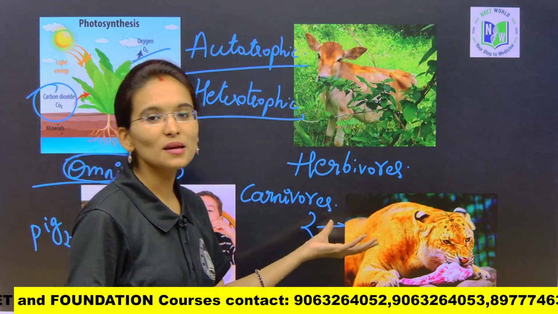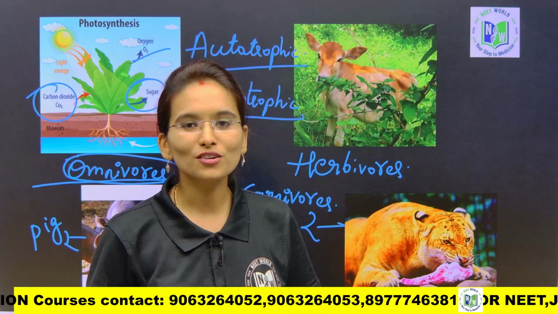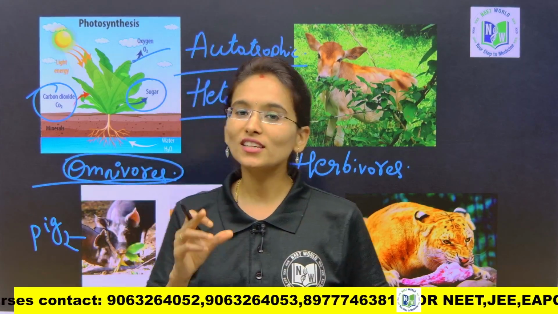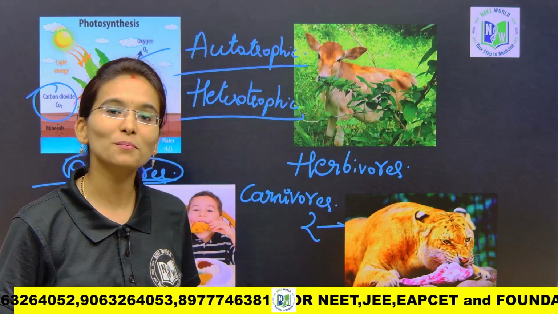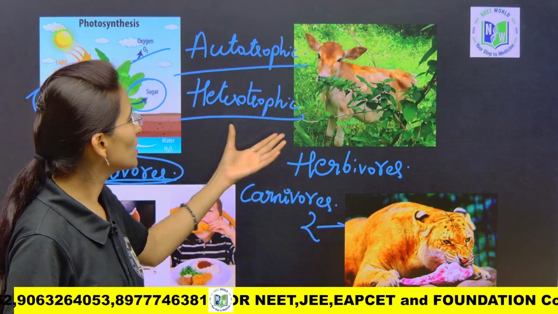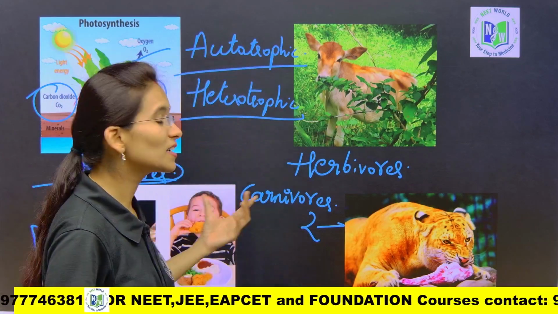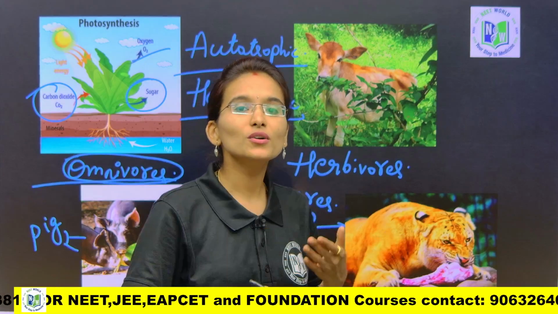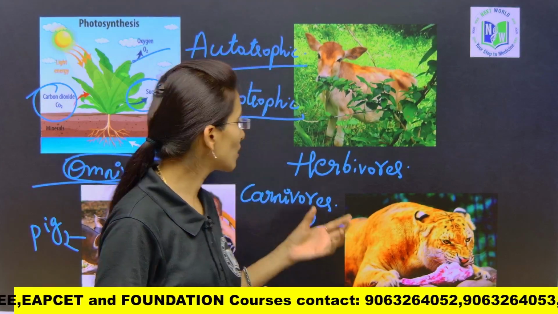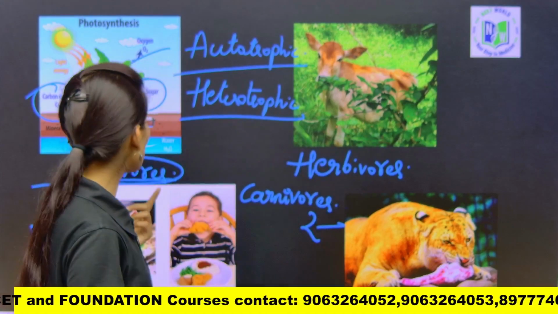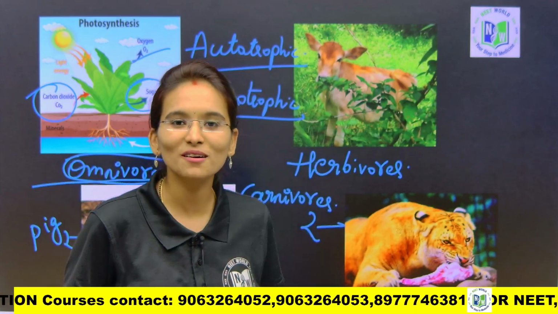Right, clear with the types of nutrition, my dear students, autotrophic mode of nutrition and heterotrophic mode of nutrition. For the autotrophic mode of nutrition, plants are the best example. They are also called primary producers. And next is the heterotrophic mode of nutrition. These are the three different types of organisms which depend on different types of food sources: herbivores, carnivores and omnivores. These you have already learned and have the basic idea, my dear students.